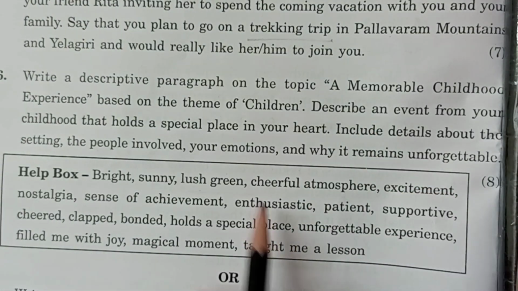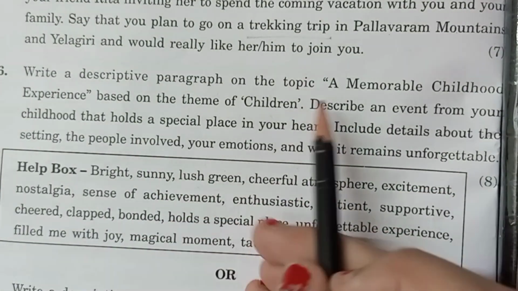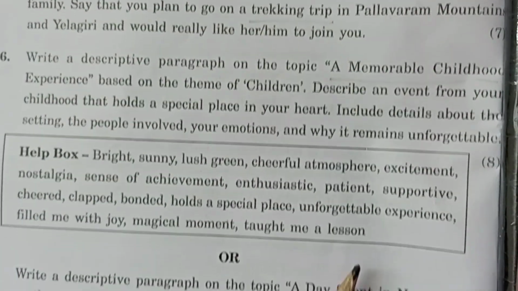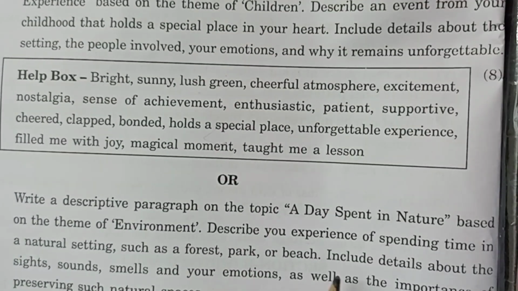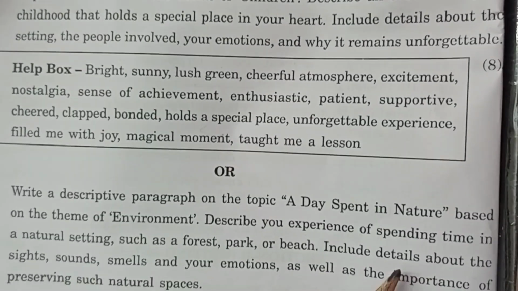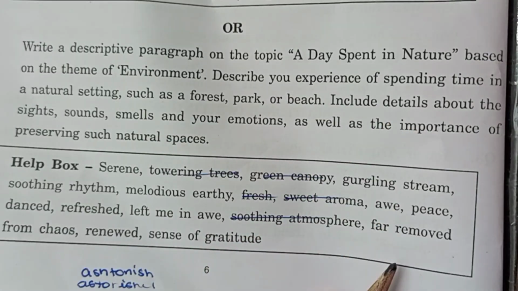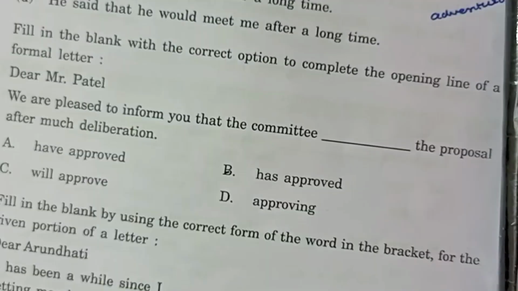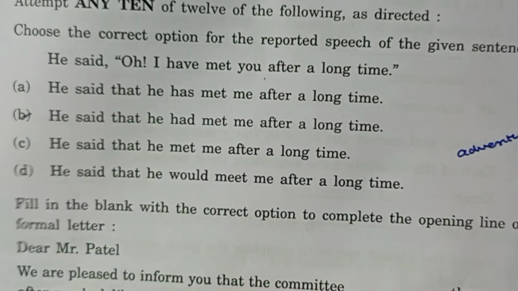Now question number 6. It is a descriptive writing on a topic, a memorable childhood experience. You are given hints here. Or a day spent in nature. For this also you are given hints here. Right? So you can read it. Let's move to the next grammar part, which is important.